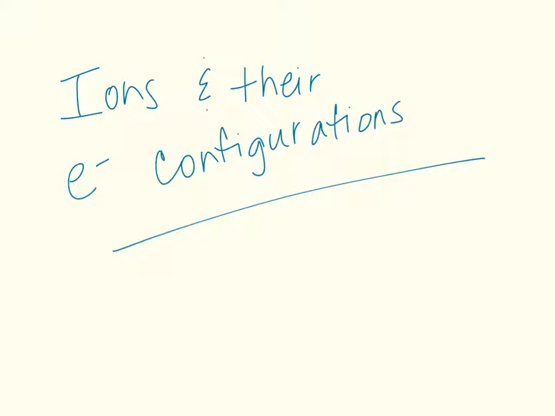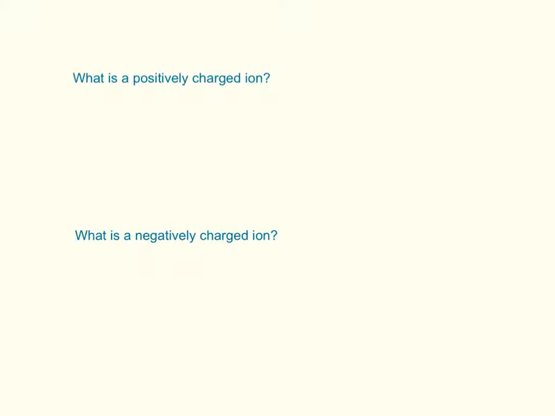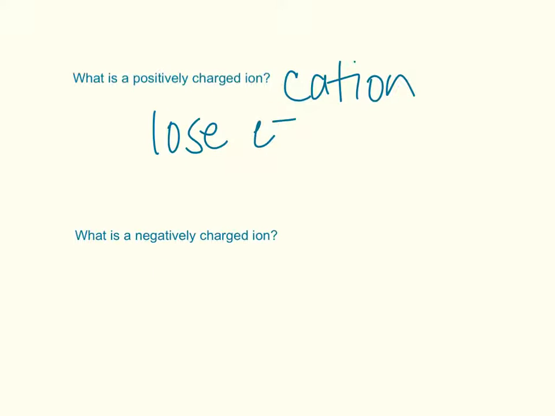Alright, this video is about ions and their electron configurations. A positively charged ion is called a cation, and that's where they lose electrons. A negatively charged ion is called an anion, and that's where they gain electrons. Because remember, electrons are negative, so if it gains electrons, it's going to become more negative. If it loses electrons, then it's going to have more protons than electrons, and so it's going to be positive.